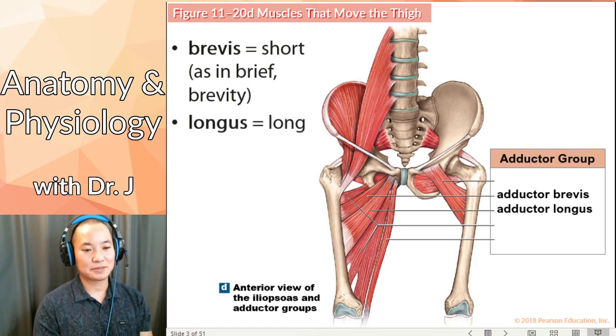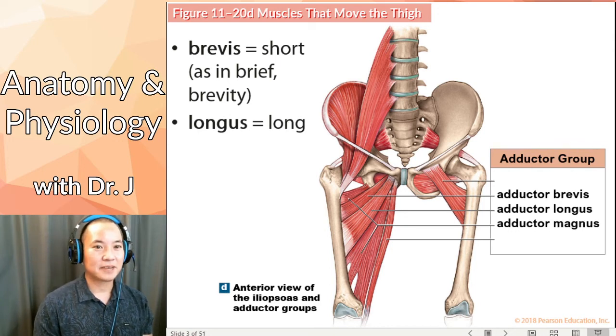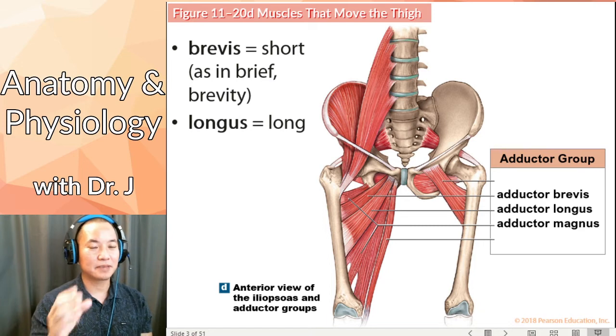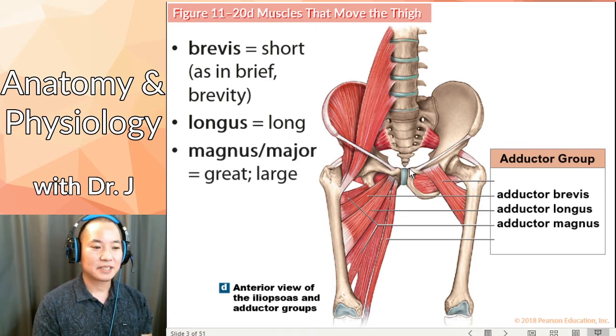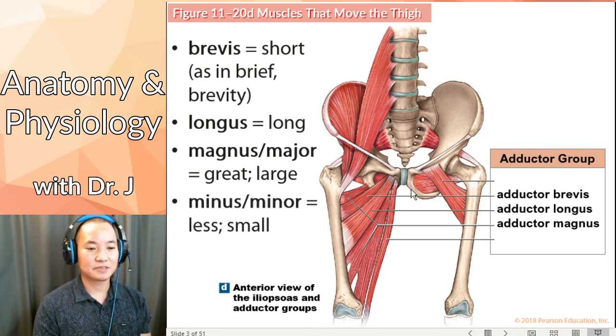So again, that's what it means by that. And then adductor magnus. So remember that foramen magnum? Remember that's a big, big hole in the occipital bone. Well, magnus or major means great or large. So the opposite of that is minus or minor.